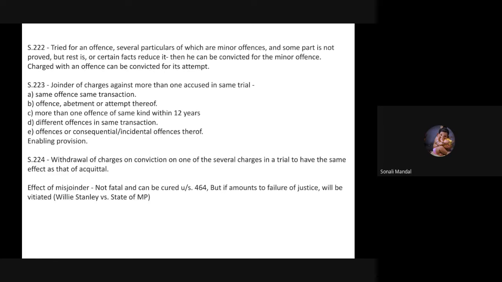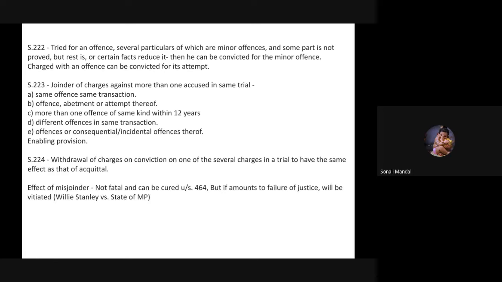224 talks about withdrawal of charges on conviction on one of the several charges in a trial to have the same effect as that of acquittal. So it says that if there are several charges, and on some of the charges there is a conviction, and on other charges there is no such conviction, then all such charges can be withdrawn at the request of the prosecution, and the same shall have the effect of the acquittal.